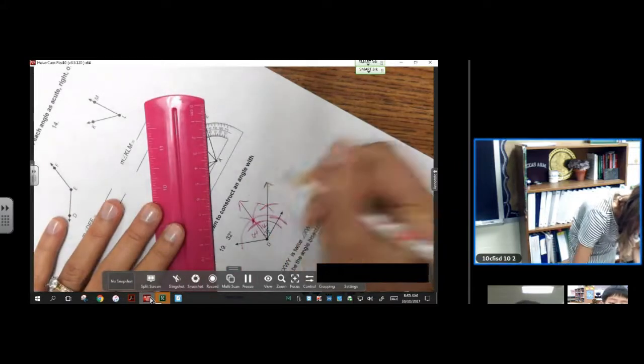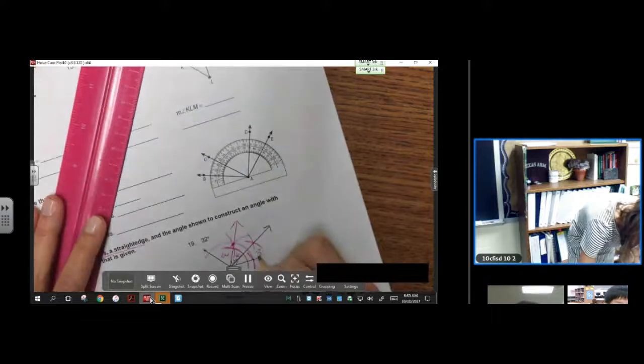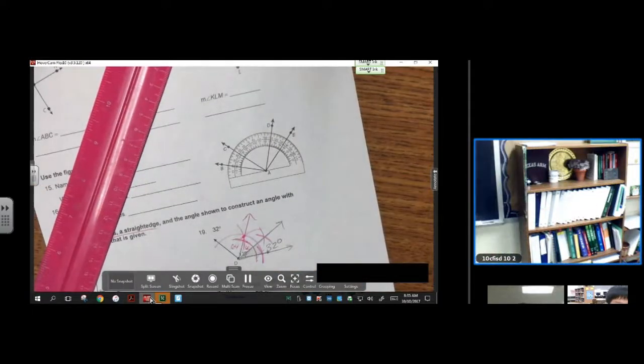And 64 divided by 2 is 32 degrees. So this would be my answer. This angle right here would be my 32-degree angle. How did I do it? I bisected and then bisected.